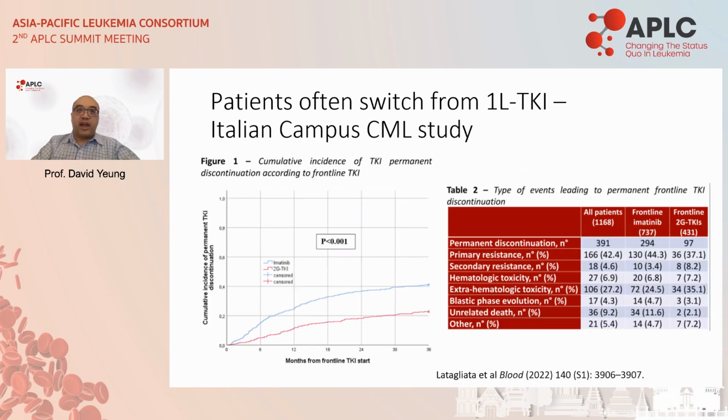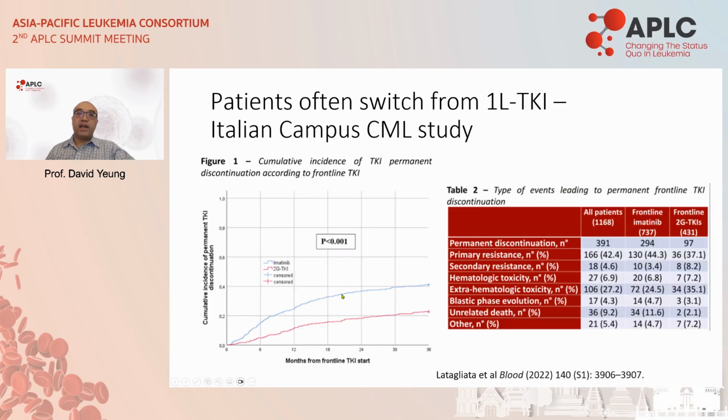So once a patient has started a frontline therapy, what actually happens to them? There is now very good trial data as well, real-world data, to suggest that first-line therapy in many patients is an event that would eventually lead to switching to a second-line therapy or third-line therapy. This is the Italian campus CML study. This is real-world data in their database with close to 1,200 patients.